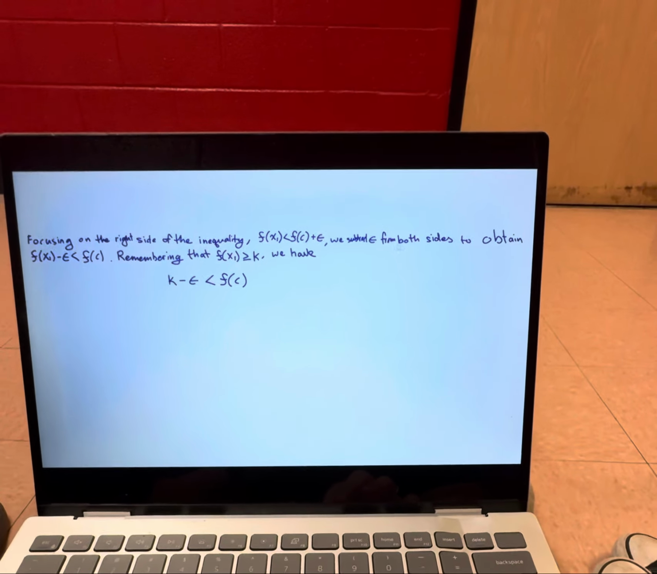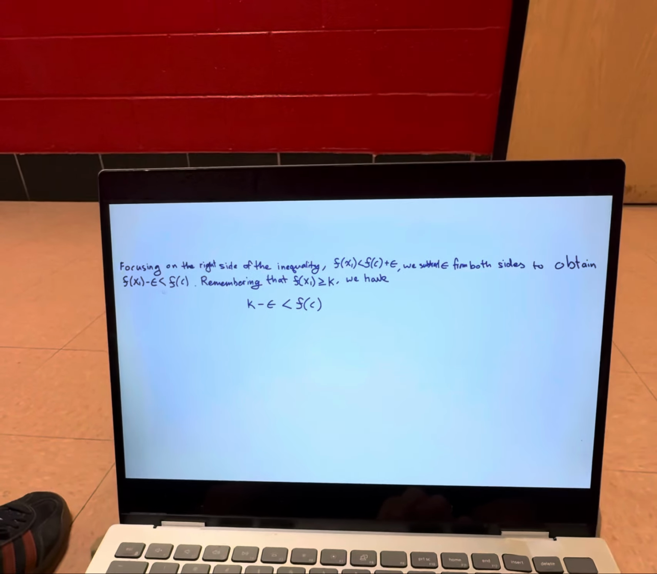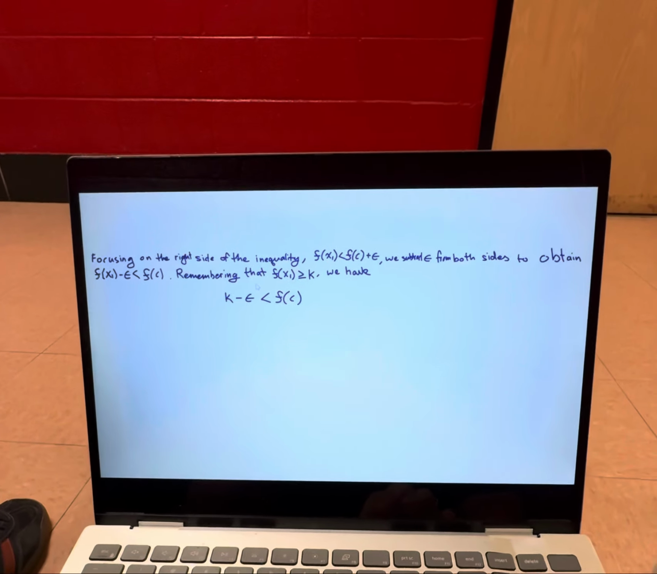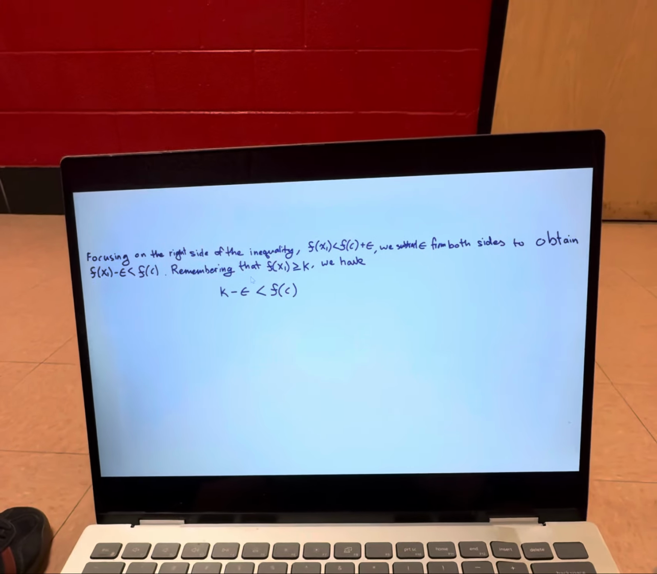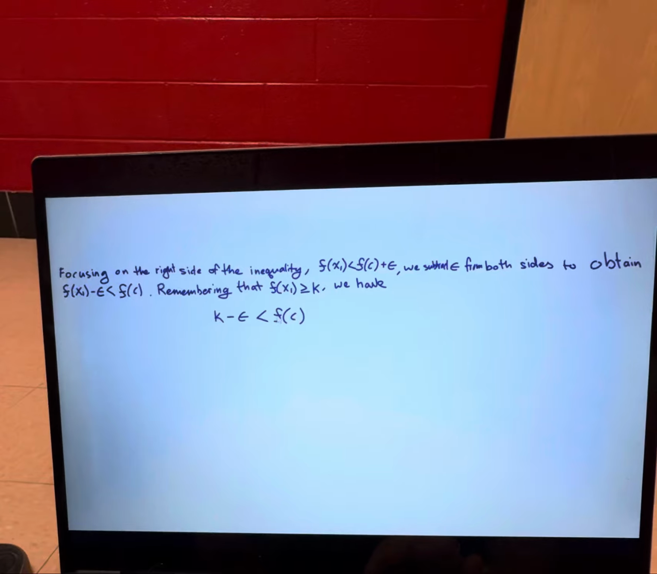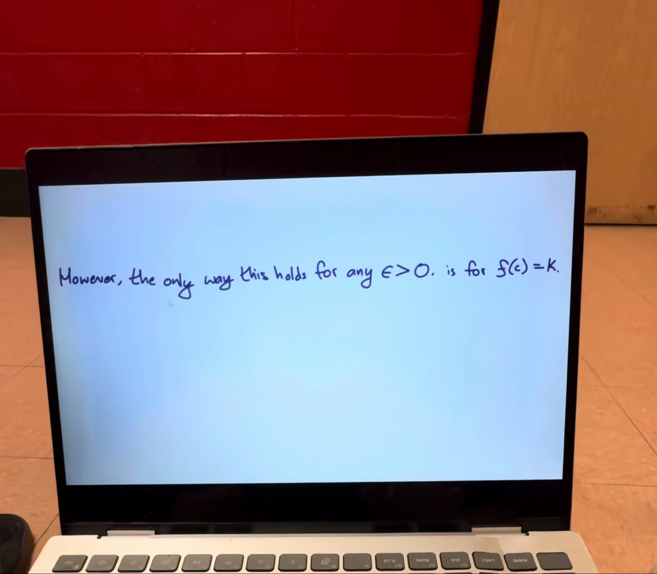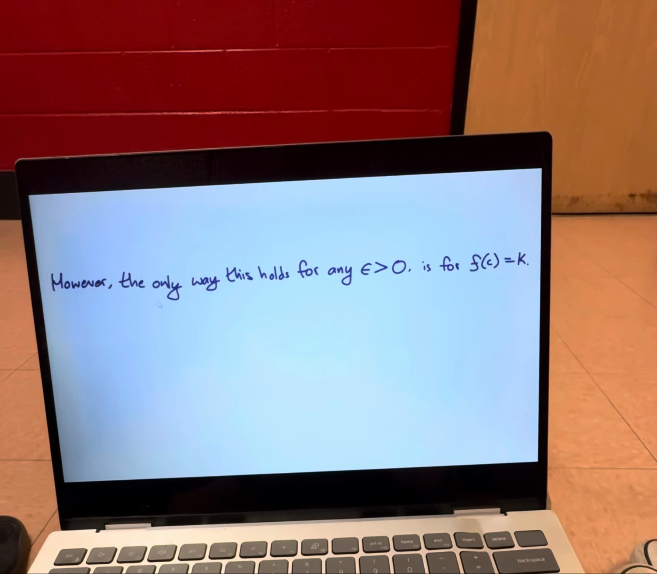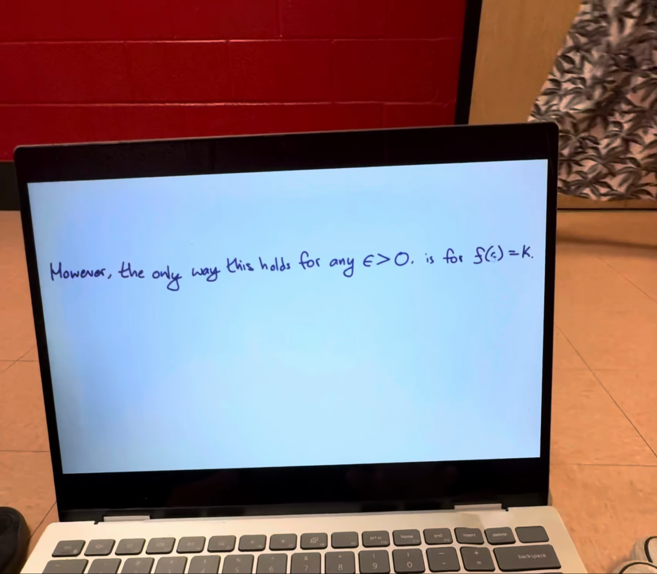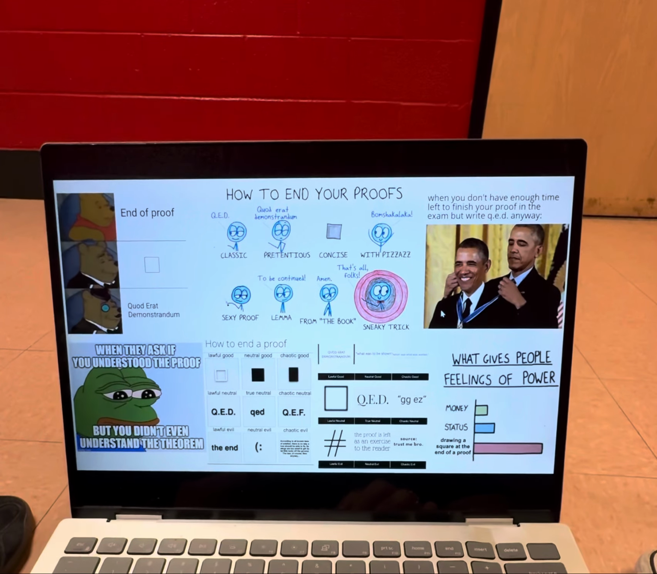And if we subtract epsilon from both sides, we obtain f of x1 minus epsilon is less than f of c. Remembering that we were given f of x1 is greater than or equal to k, it yields k minus epsilon is less than f of c. However, the only way this holds for any epsilon greater than 0 is if f of c is equal to k. That's the end of the proof.